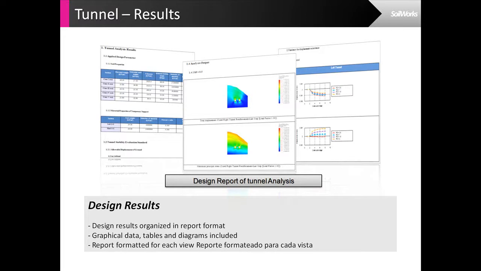We also have different design report generations from each module. This is an example of the tunnel module, in which the software generates a complete report with different views of the results, also different tables such as the soil properties and the materials used for the analysis.